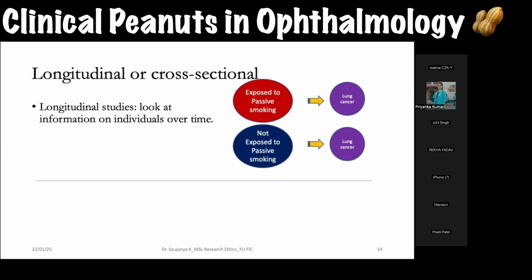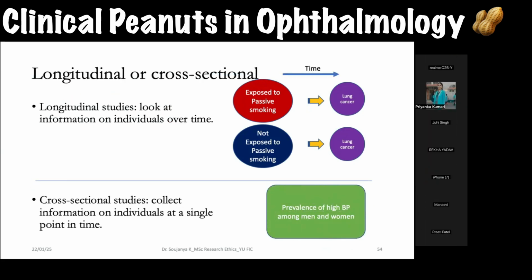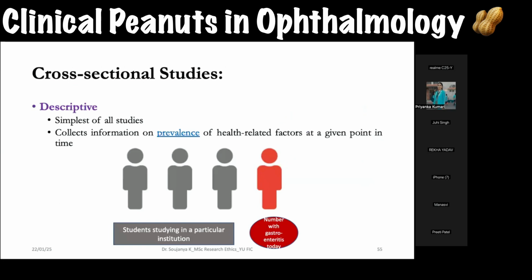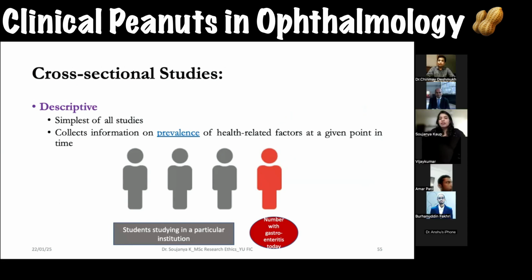Cross-sectional studies are those where the risk factors and the outcome are seen at one particular time. If you're doing a cross-sectional study and, say, you're studying how many people had diarrhea in a particular institution, this becomes a descriptive cross-sectional study. But it can also be analytical.